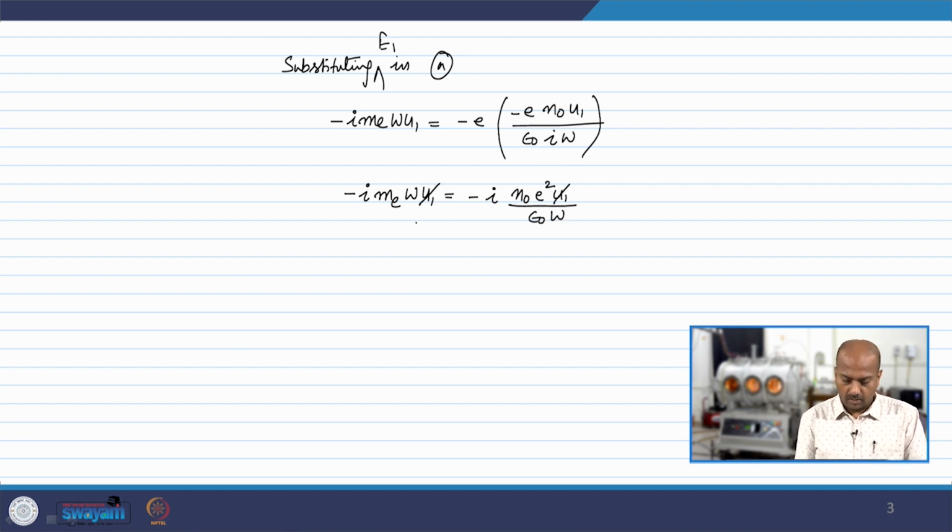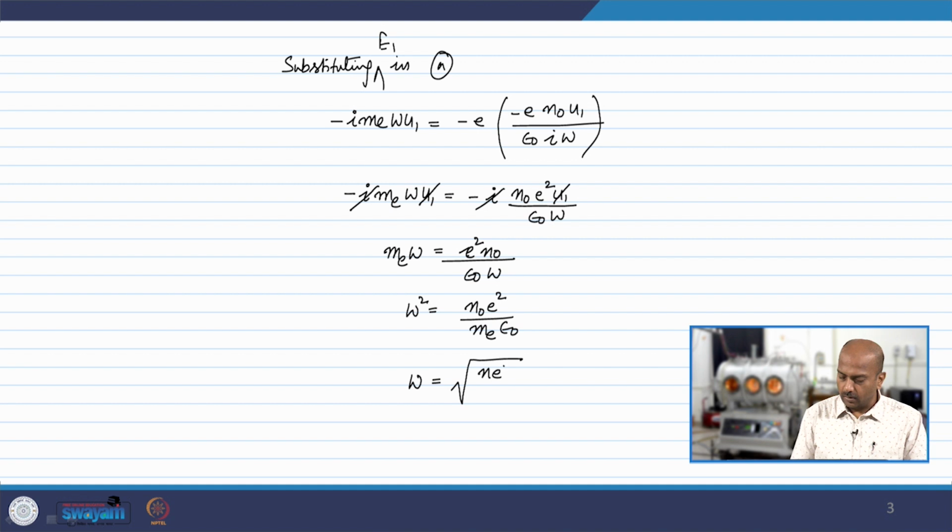u1 gets cancelled. We can write m_e omega is equal to e square n0 by epsilon naught omega. So, omega square is n0 e square by m_e epsilon naught, or omega is the square root of n e square by m epsilon naught.